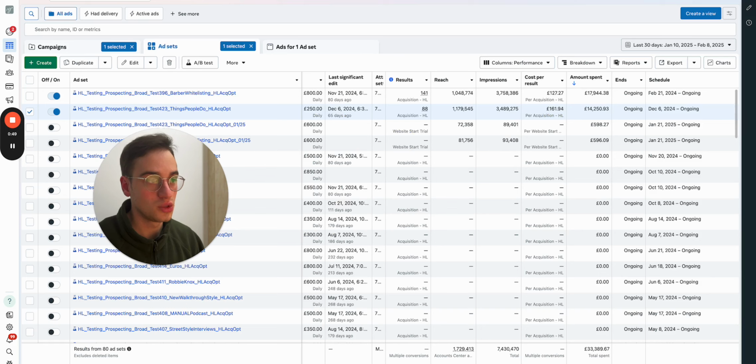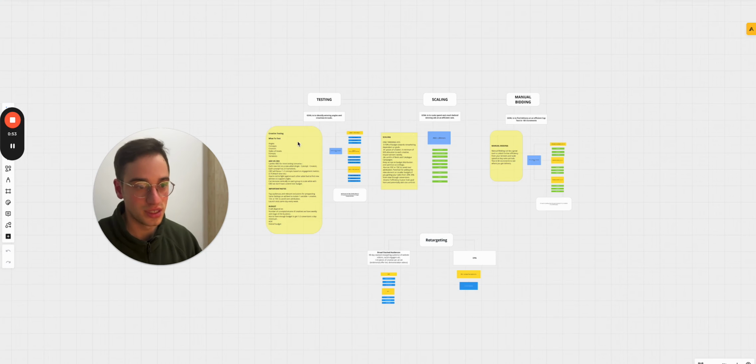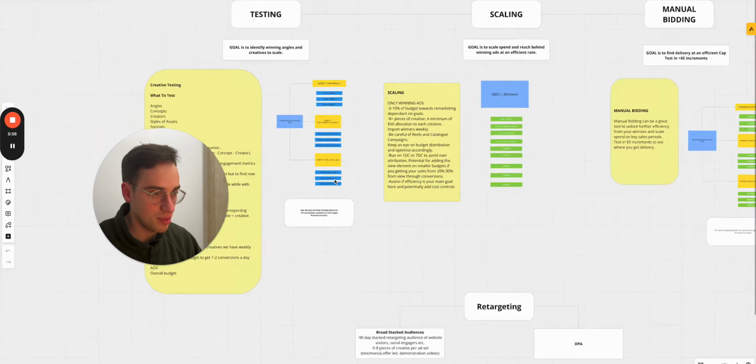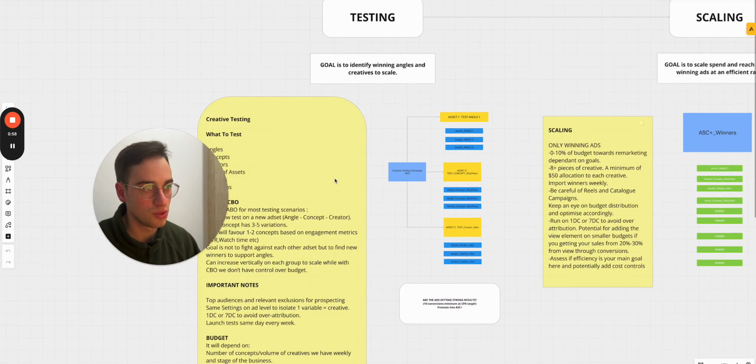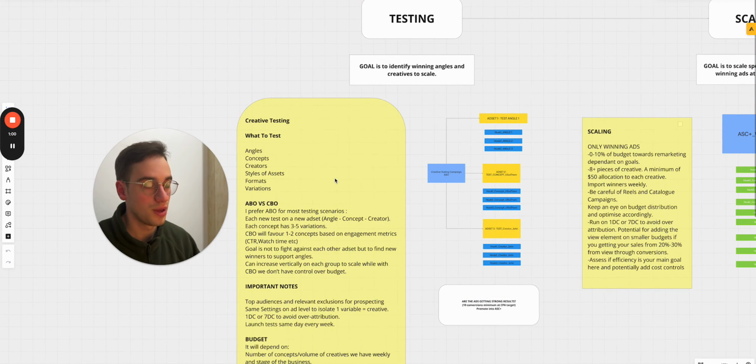I'm going to go into the exact ad account structure as I'm going through it, so you can see that in place. First of all, starting with creative testing. We briefly mentioned that in the previous video, more specifically how I think about creative testing. But my bread and butter is an ABO creative testing campaign. The main goal here is to identify winning angles and creatives to scale.